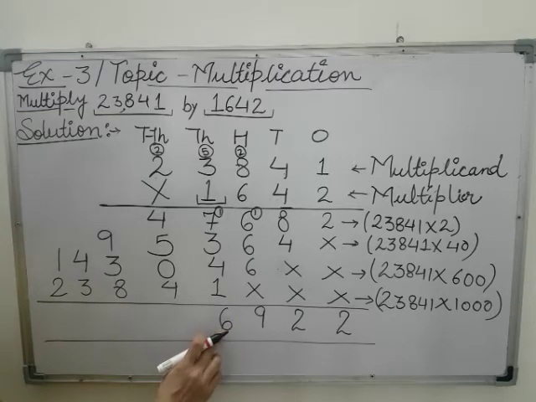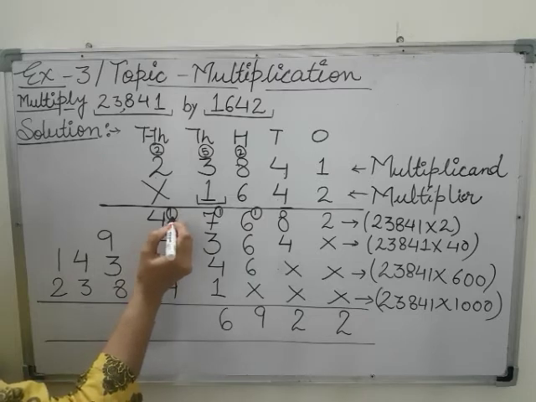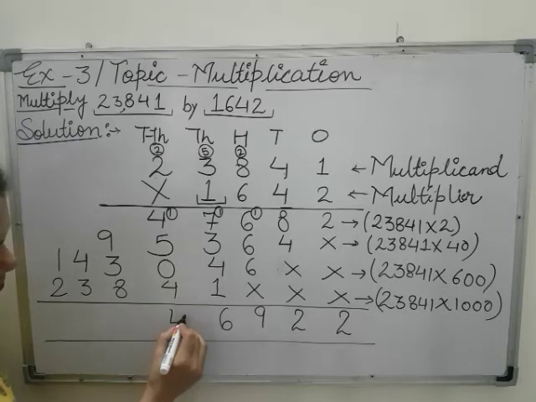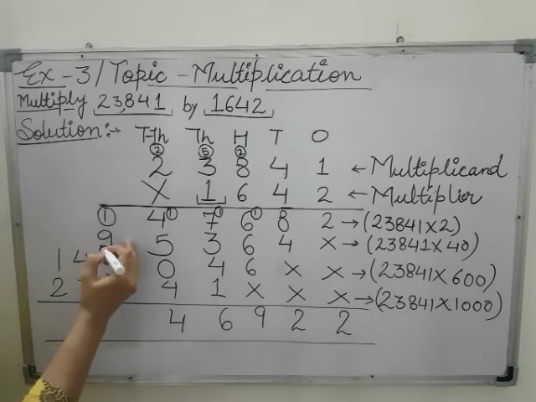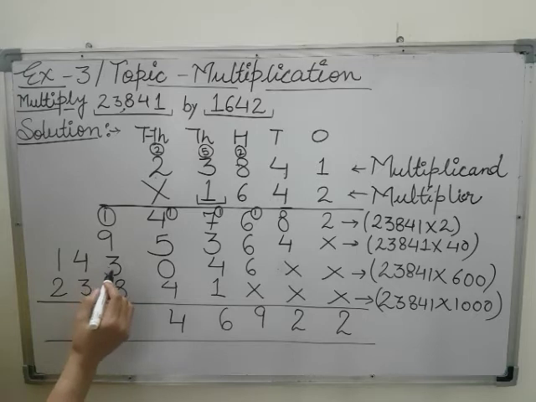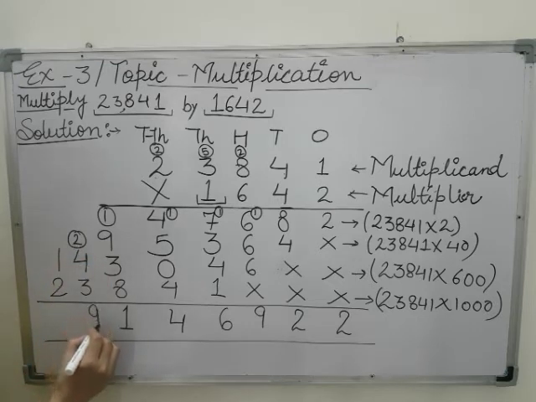So 6 over here and carry over 1. Now 4 plus 1, 5. 5 plus 5, 10. 10 plus 4, it's 14. 4 here and 1 carry over. Now 9 plus 1, it's 10. 10 plus 3, 13. 13 plus 8, it's 21. So 1 here and 2 carry. Now 4 plus 3, 7. 7 plus 2, it's 9. And 2 plus 1, 3.